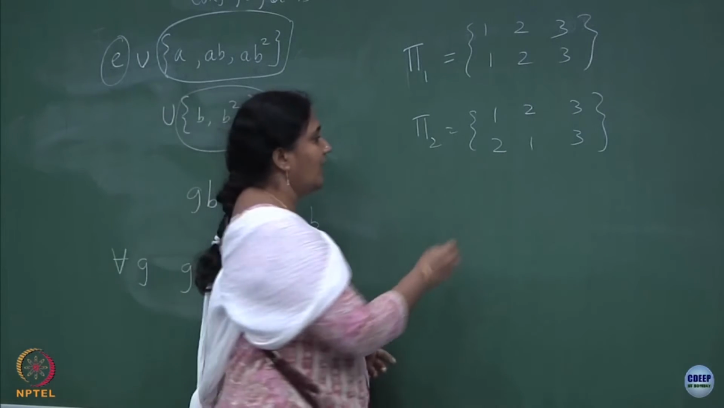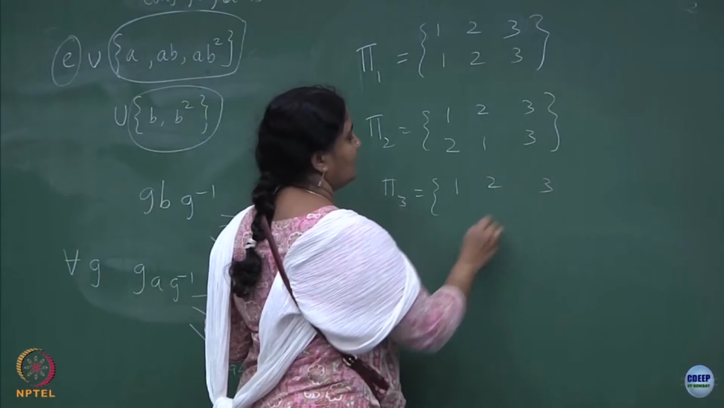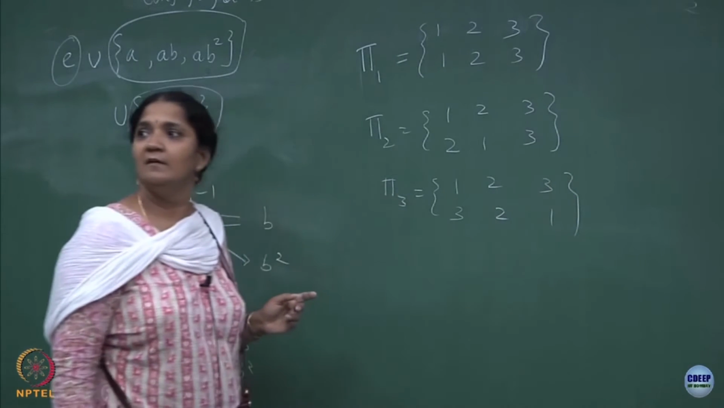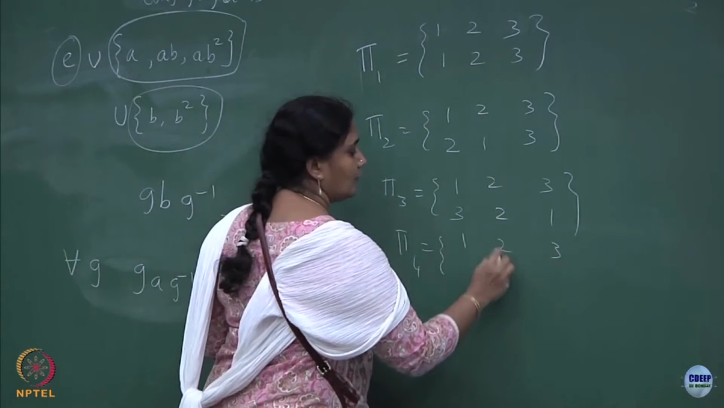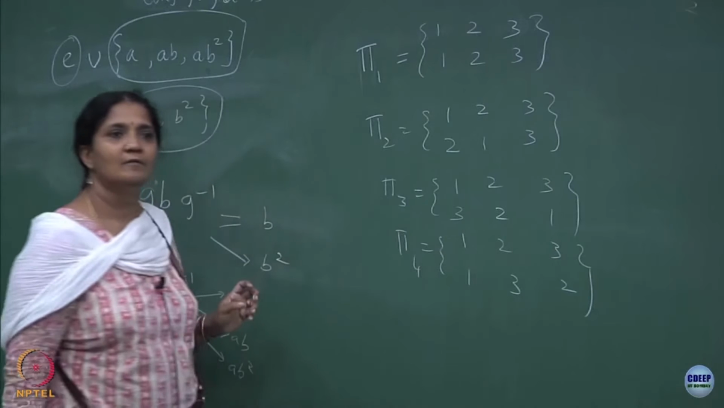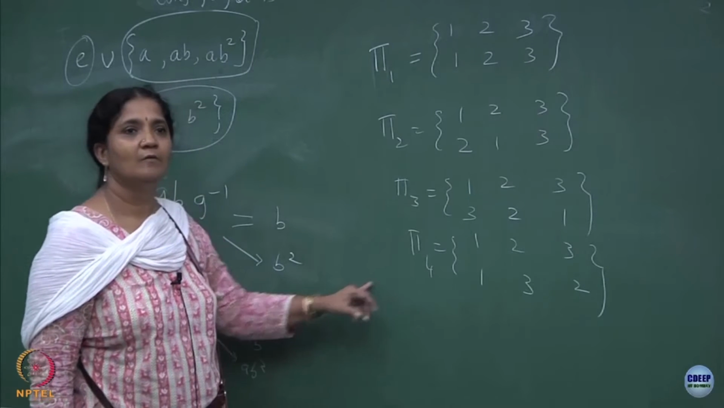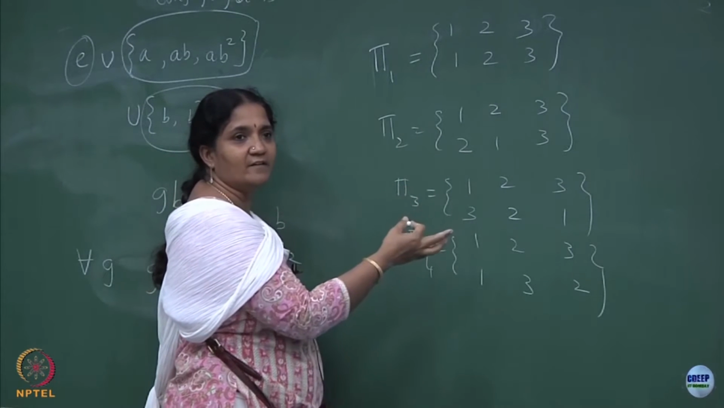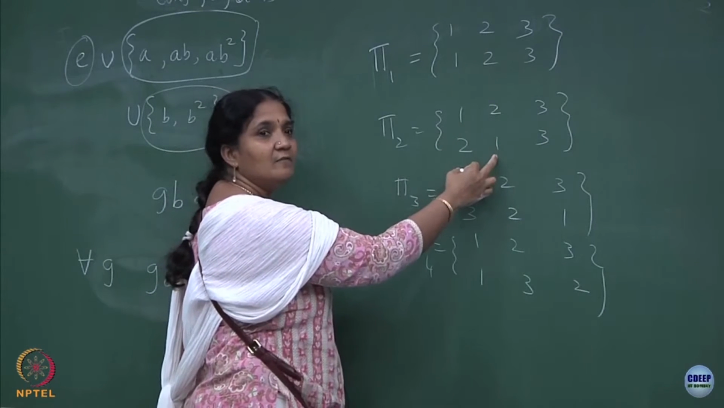What is the other one? You can have pi 3 with 1, 2, 3. Let us say 1 goes to 3, 2 is not touched. This is one possibility. You can have pi 4. 2 can go to 3, 3 can go to 2, and 1 is not touched. The beauty of these elements is, if you do pi 2 again, you will get back identity, right. 1 goes to 2, 2 will go to 1, so 1 will go to 1.